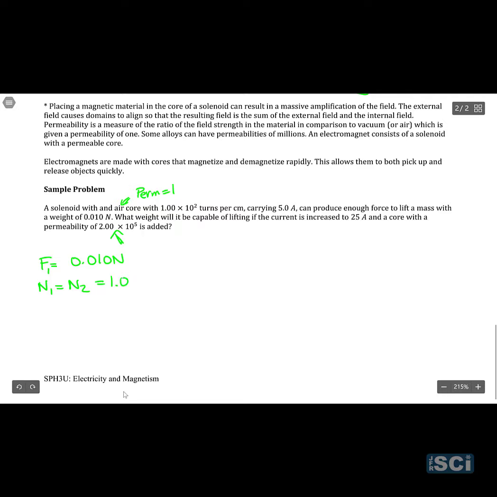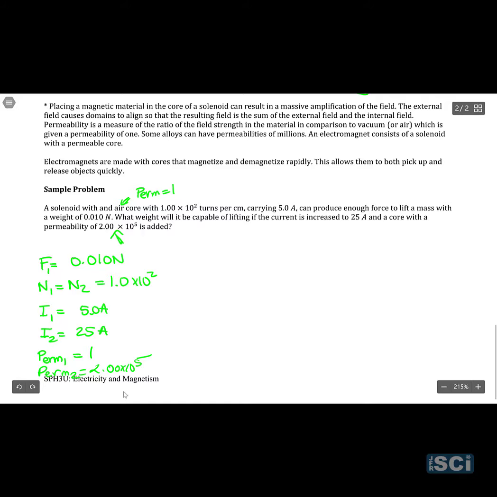I have that in the 2 situations, I don't increase the number of turns or loops. It stays as 1.0 times 10 to the 2. My current goes from having a value of 5.0 amps to having a current of 25 amperes. And my permeability initially is 1 because we have it as air. And the permeability after I put this piece of metal into my coil becomes 2 times 10 to the 5.